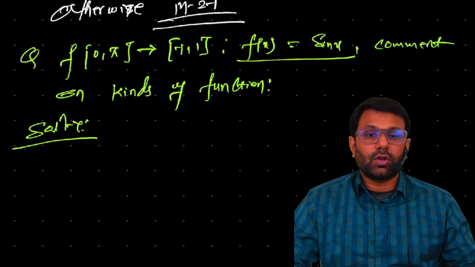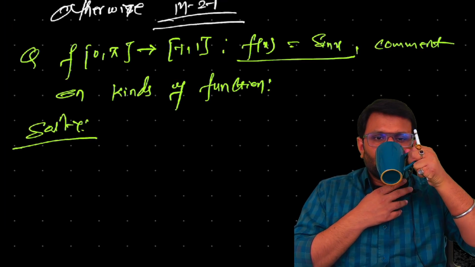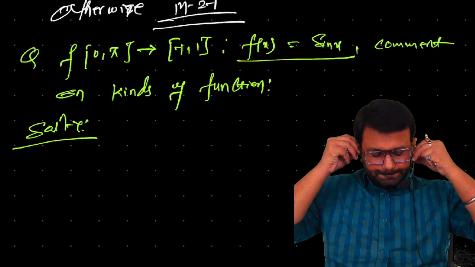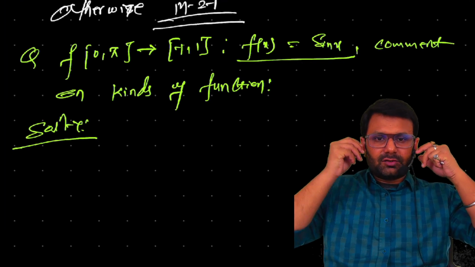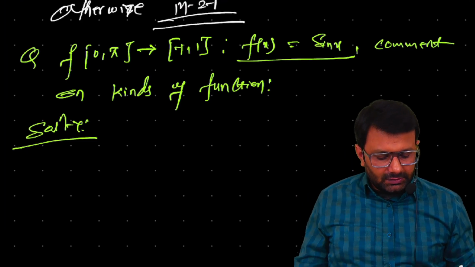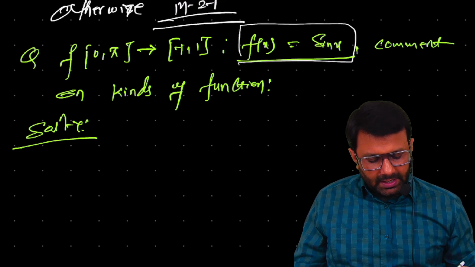Now solve, everyone, and tell me the answer. So how to decide the kind of function here? First I have to draw the graph of f(x) equal to sin x. From where to where do I have to draw?